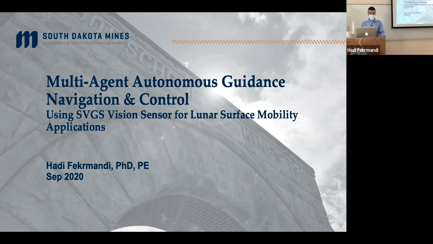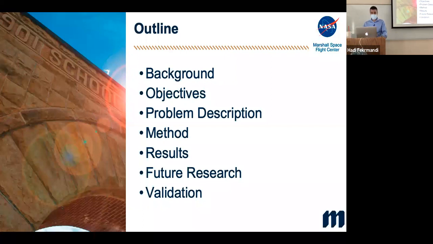Today I am going to be presenting multi-agent autonomous guidance, navigation, and control using the SVGS sensor for lunar surface mobility applications. Very long topic, but generally autonomous GNC multi-agent systems. So, what I'm going to be presenting in general has the following outline.